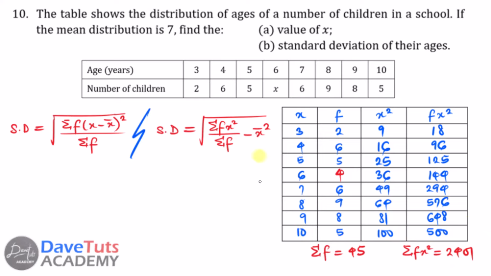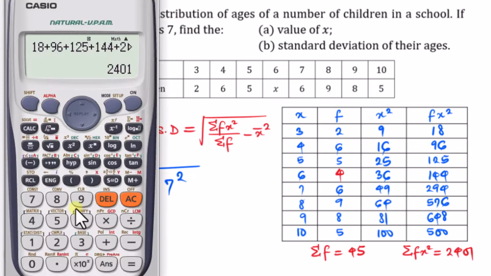Mean we're given as 7, so we can say conclusively our standard deviation following this second formula will be the square root of the summation f x squared, it is 2401, over what is the summation f, that is 45, minus the square of our mean, that's 7, and we can square that. Okay, so let's have our calculator at hand. 2401 divided by 45, so what's that going to give us? 53.35. So this bar means that it's a repeated 5, 53.3555.